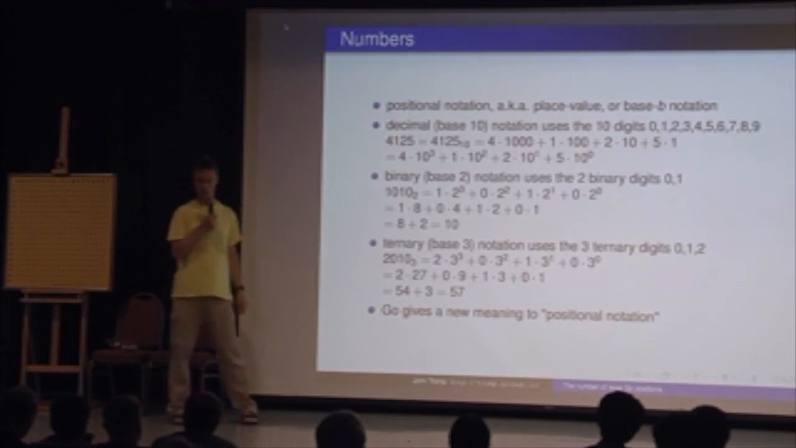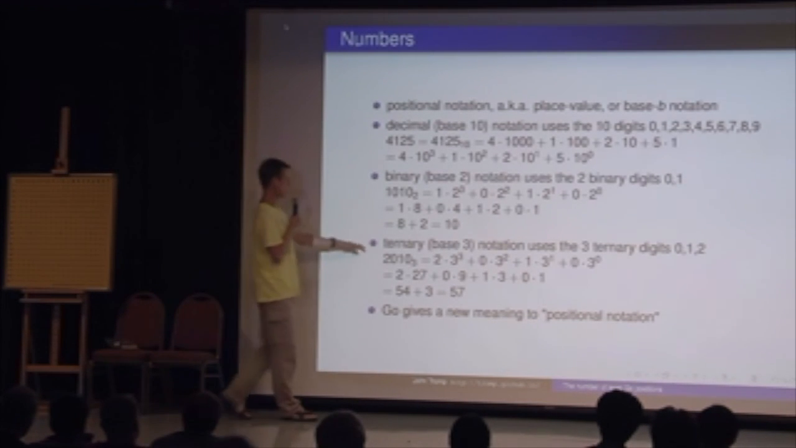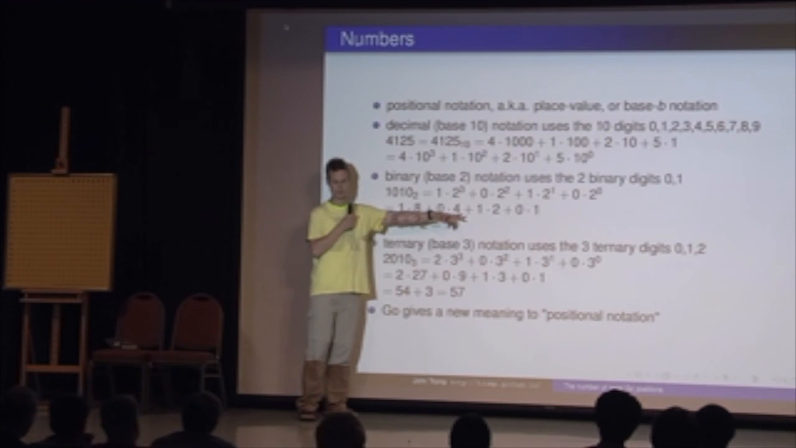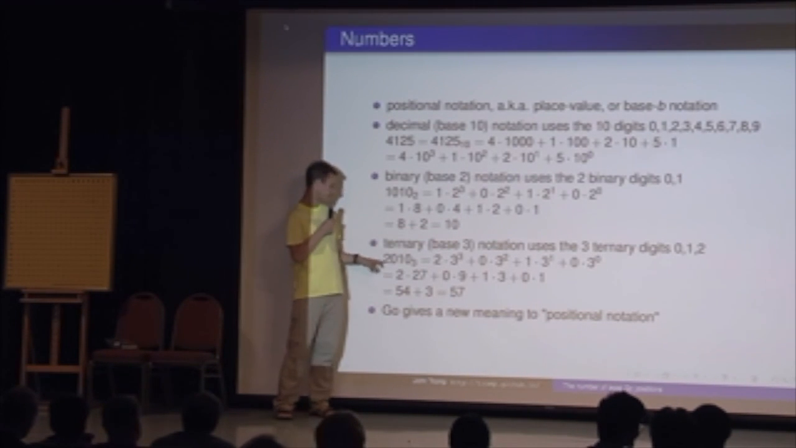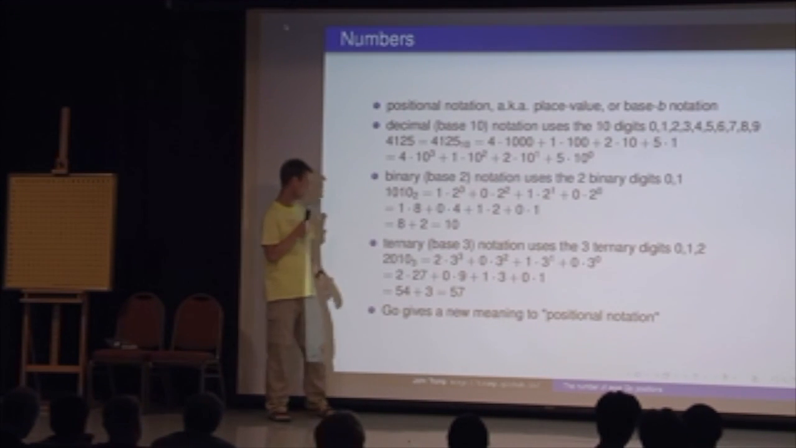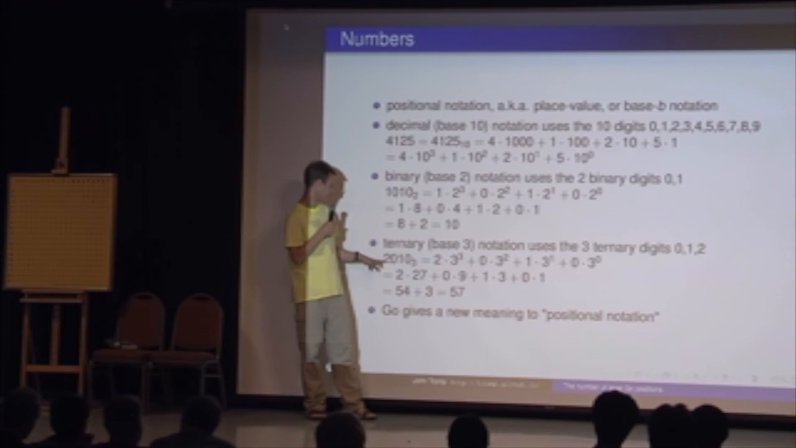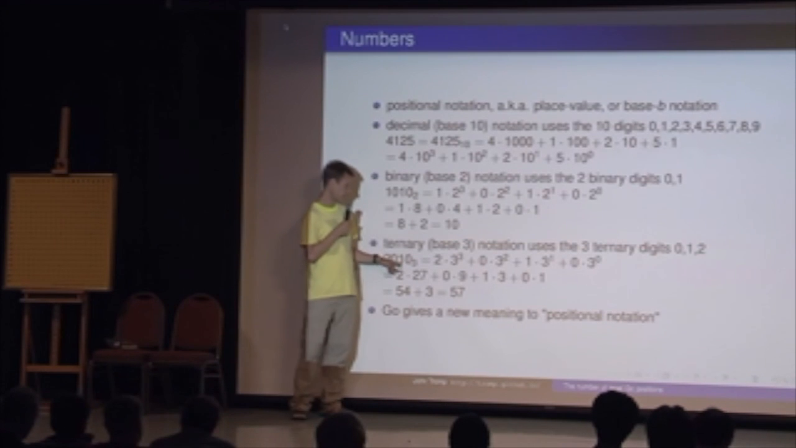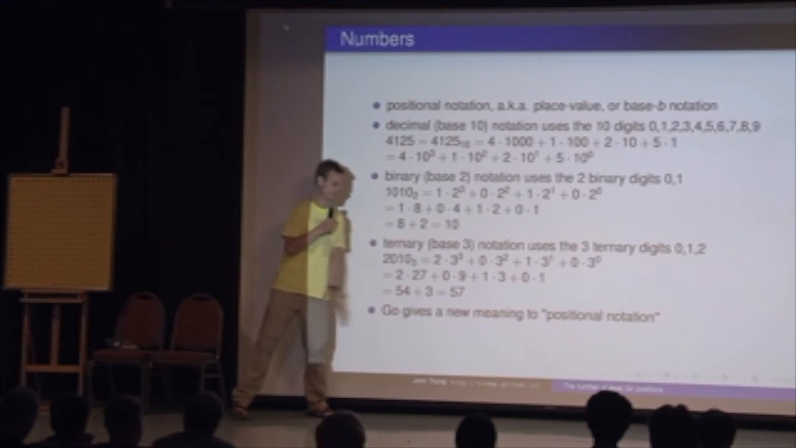And what will be the most natural base for Go will turn out to be the ternary base, using 3 digits, 0, 1, and 2. So here's a ternary number, 2010. And it means, of course, 2 times 3 cubed, plus 1 times 3 to the first. So that's 2 times 27 plus 3 equals 57.